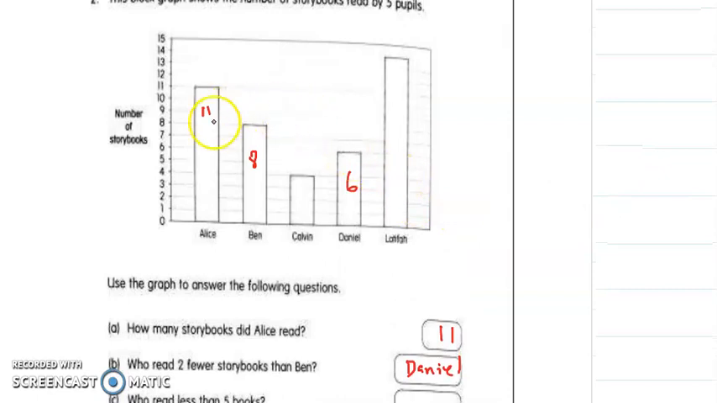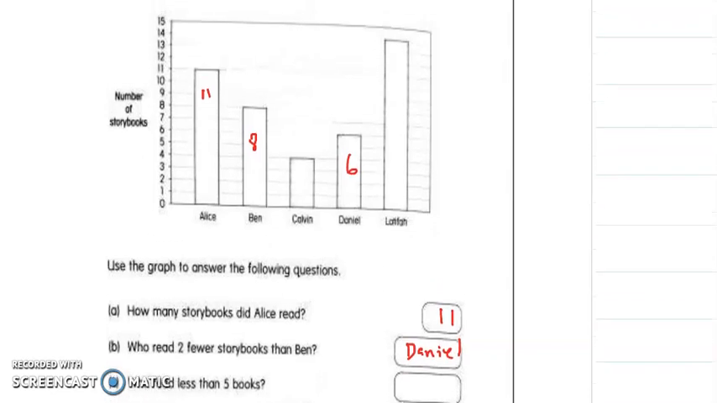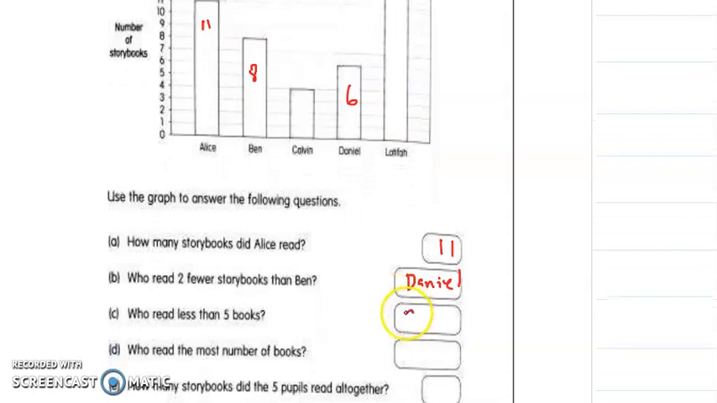Who read two fewer storybooks than Ben? Ben read 8 stories, so we need who read 6, because 2 less than Ben will be 6. So Daniel, because you can see the number for Daniel is 6. Next one is: who read less than 5 books? All the others read more than 5, so only Calvin read less than 5. So I will say Calvin.